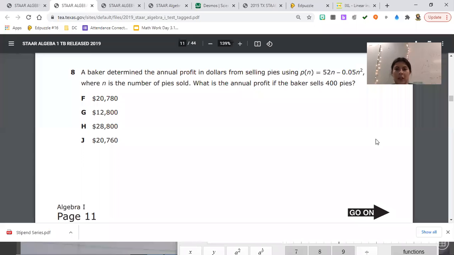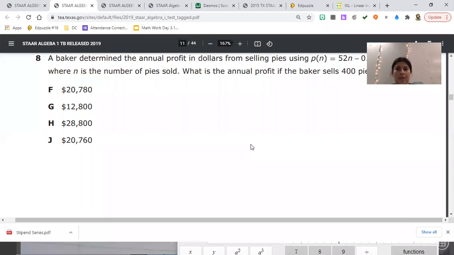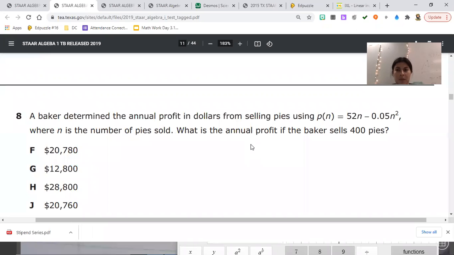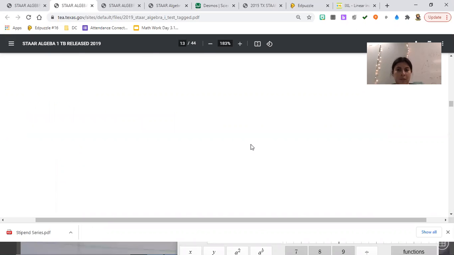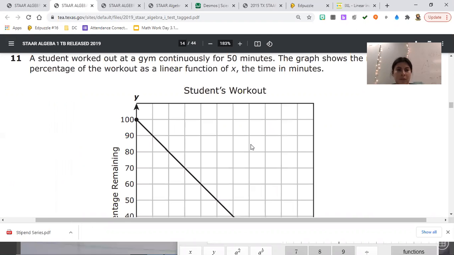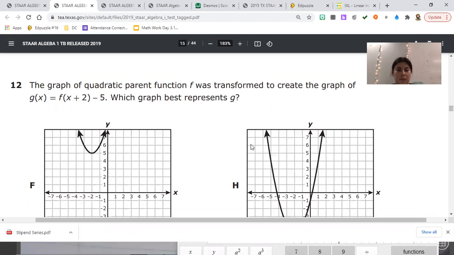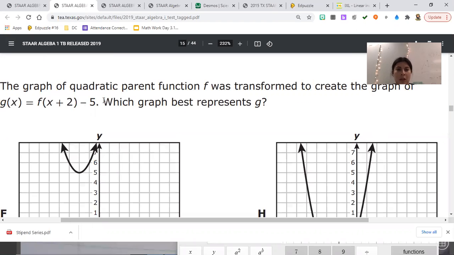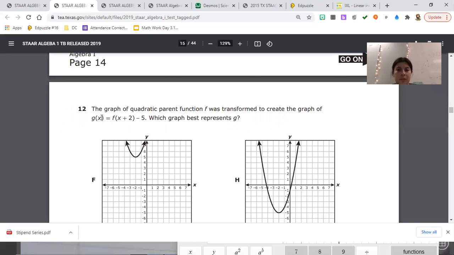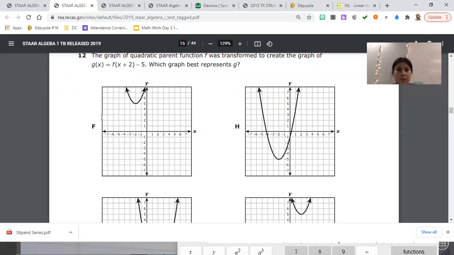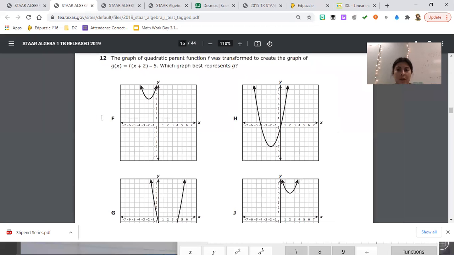All right, let's look at this one. Let me zoom in just a little bit. Go ahead and stop the video. So what is your answer for number 8? Let's do another one. Okay, I'm going to zoom in so you can see the equation. So which one is the new graph?